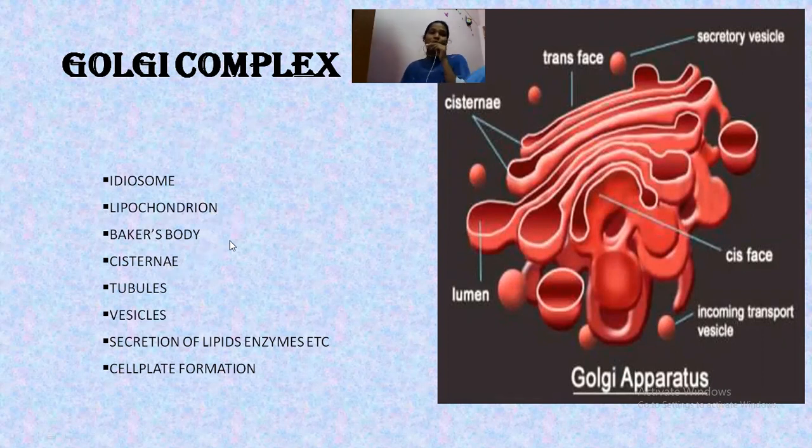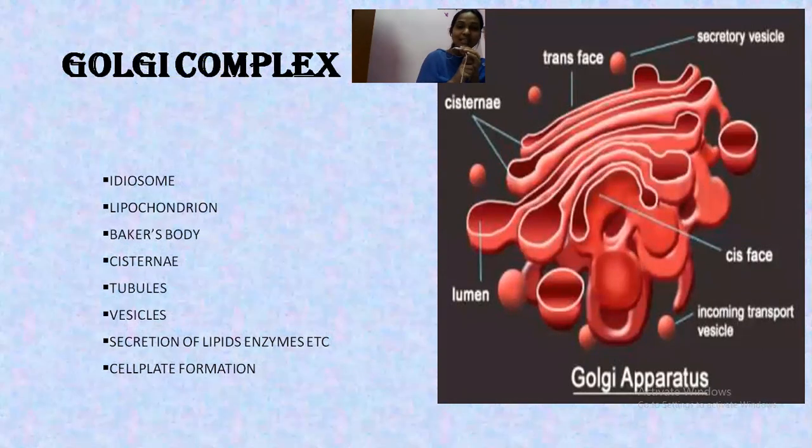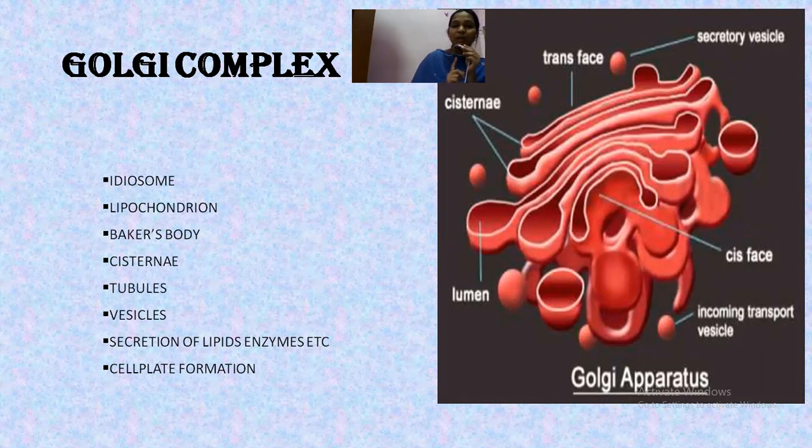One of the important functions of the Golgi complex is that it is very useful for the cell plate formation method. Cell plate formation is the method which synthesizes the plant cell wall. Earlier we discussed the plant cell wall, right? The cell wall is the outermost layer which gives shape and protection to the inner parts. So the Golgi complex is an important cell organelle that synthesizes the cell wall.